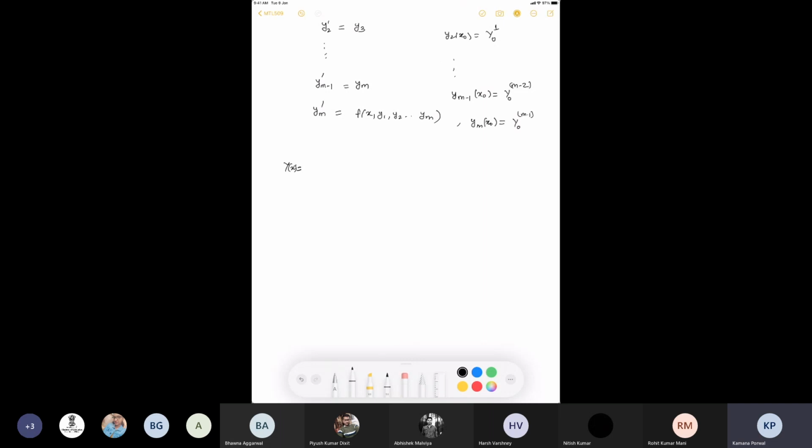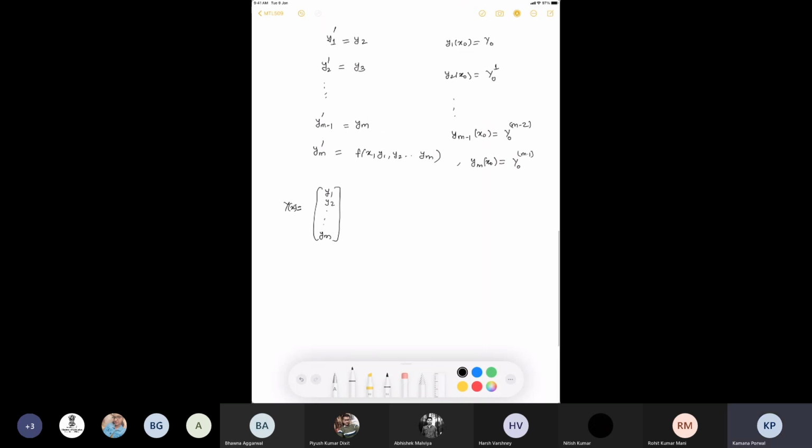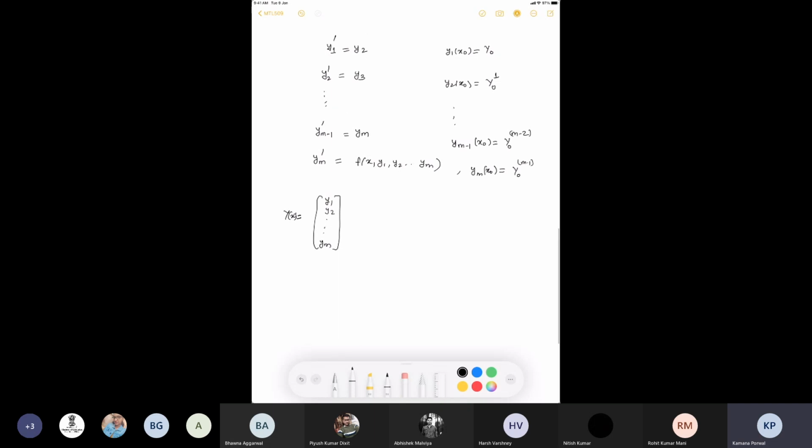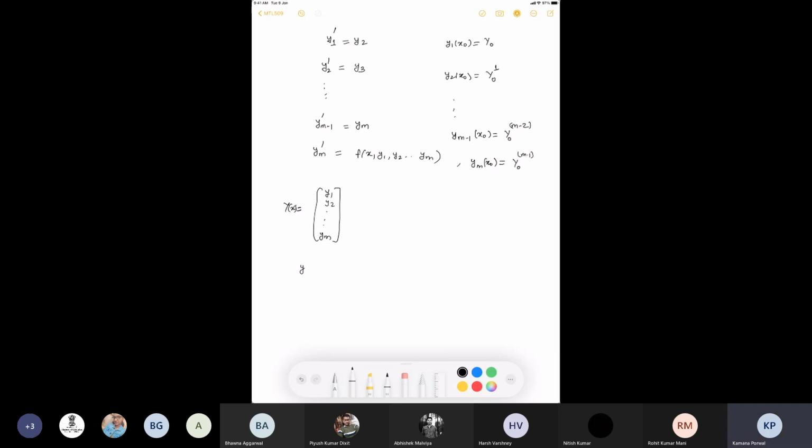Y as y1, y2 up to ym, right? And you can try to observe that I can write this as capital Y prime equals. So try to observe the right hand side.